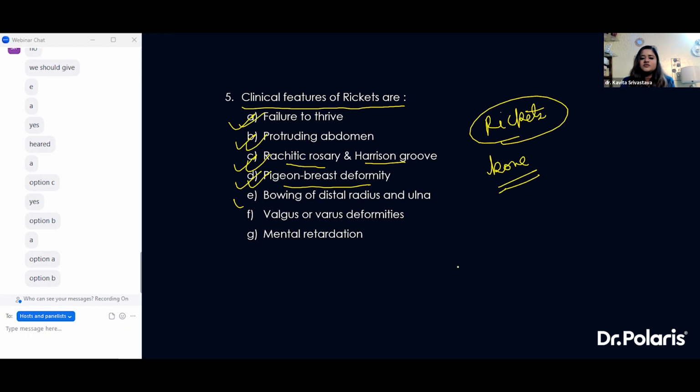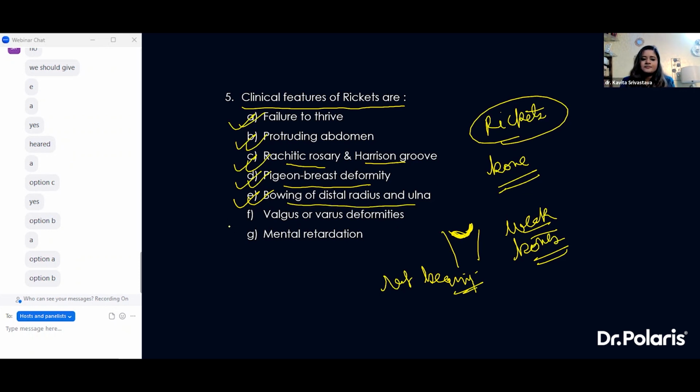Bowing of the distal radius and ulna. Whenever we do the X-ray, we see a certain amount of cupping. Why does this cupping happen? Because there are weak bones in the hand. If the hand bones are weak, whenever the child is weight bearing, trying to get up with the help of their hands, whenever they put their hands on the floor or do any kind of weight-bearing exercise, the bone is going to sag like this. So there is going to be a certain amount of cupping, and there is bowing of the distal radius and ulna.